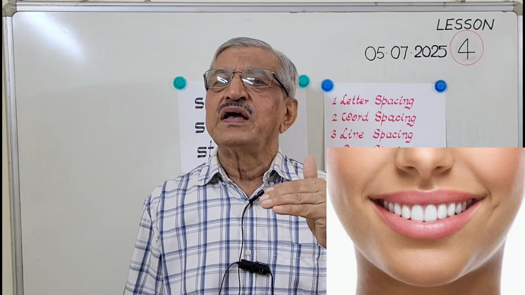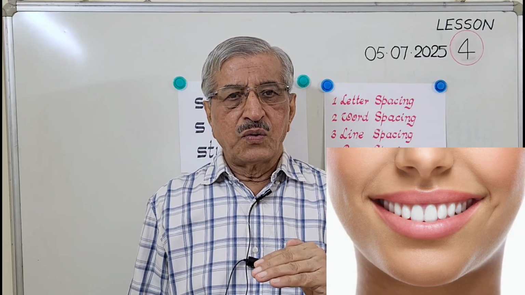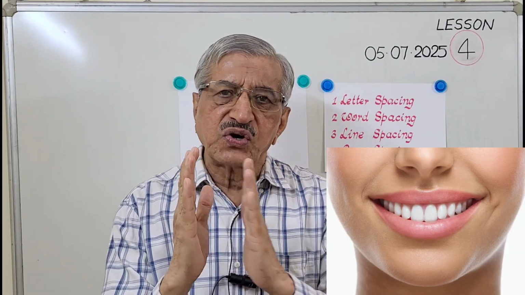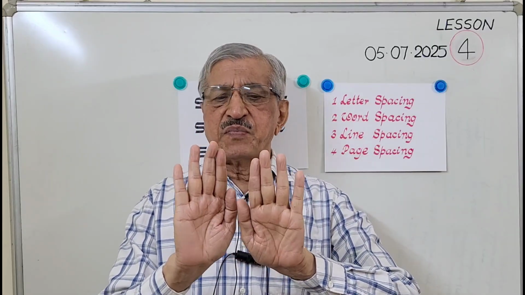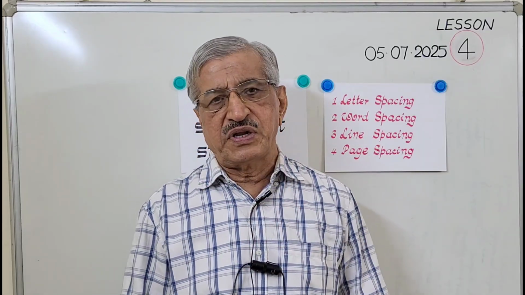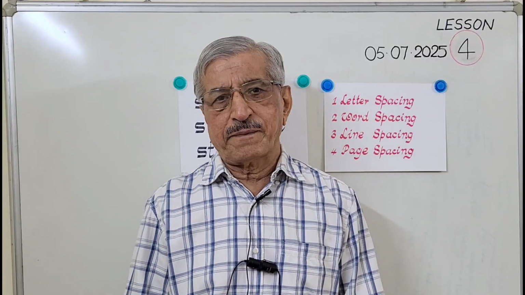So within a word, the letters should be as close as possible. Close. They should not overlap. One letter should not overlap. They should be as close as possible. That is the secret of beauty.